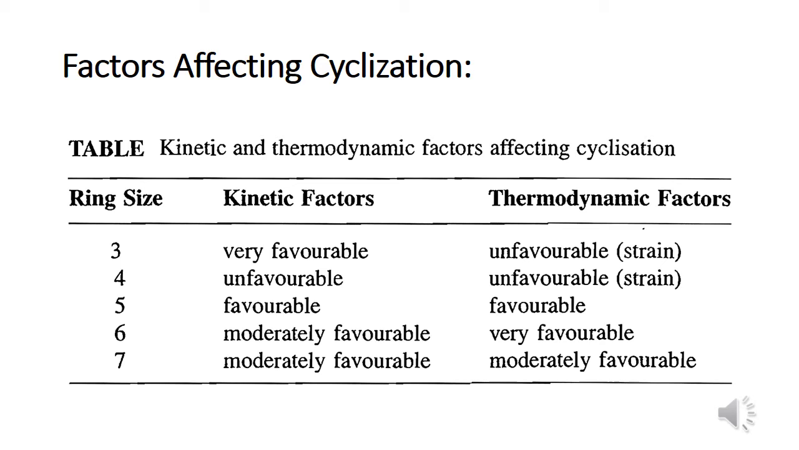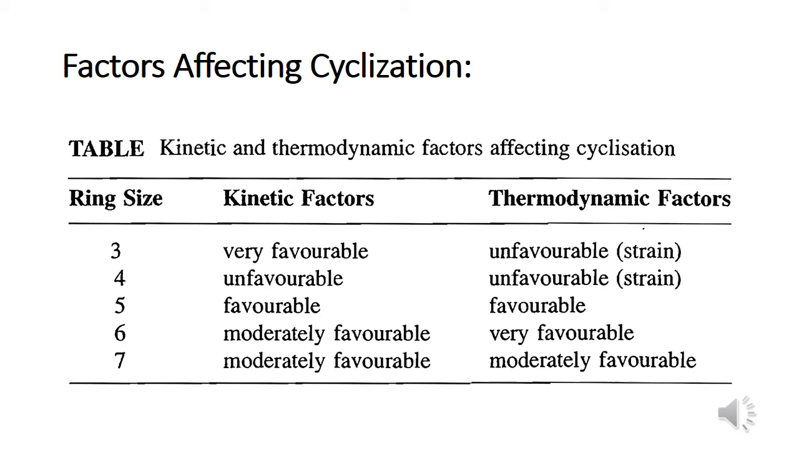Similarly, ring size 4, a four-membered heterocyclic compound, is kinetically unfavorable as well as thermodynamically unfavorable as the strain is there. A five-membered heterocyclic compound is kinetically favorable as well as thermodynamically favorable, as there is less strain, or we can say there is no angular strain. Ring size 6, a six-membered heterocyclic compound, is moderately favorable kinetically, but thermodynamically it is very favorable, while a seven-membered heterocyclic compound is moderately favorable kinetically, and thermodynamically it is moderately favorable as well.